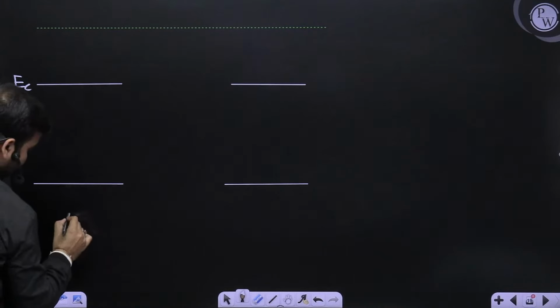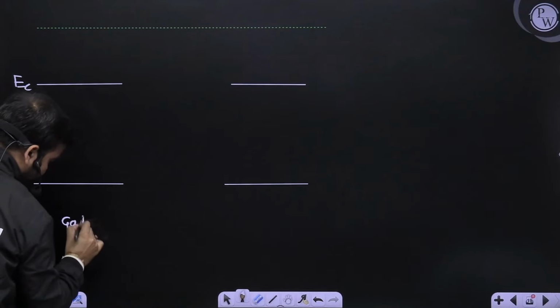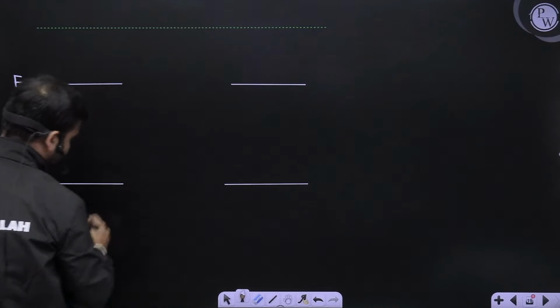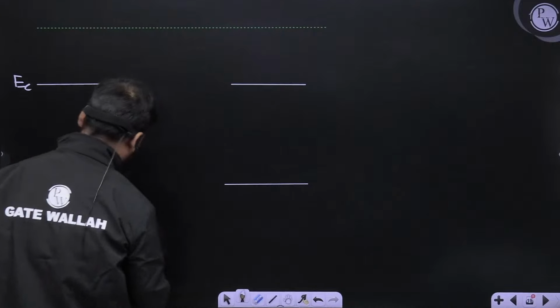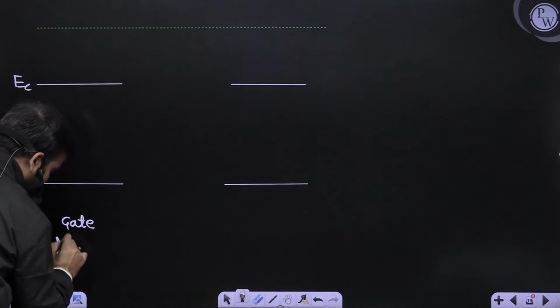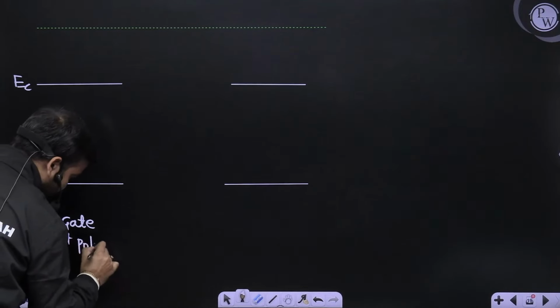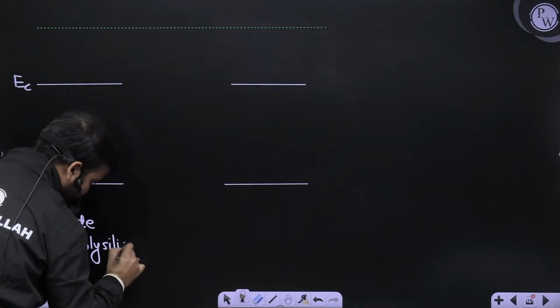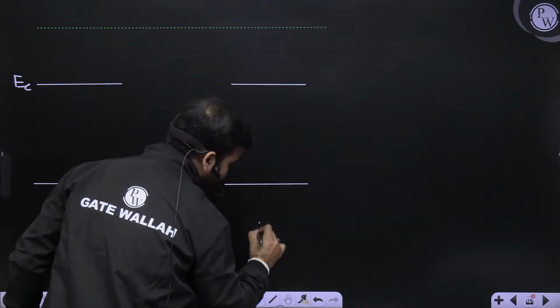Let me write here, sorry, it is gate material. In place of metal, you are having a gate material. So the gate is N plus polysilicon, N plus polysilicon. Or here you are having a P type substrate.